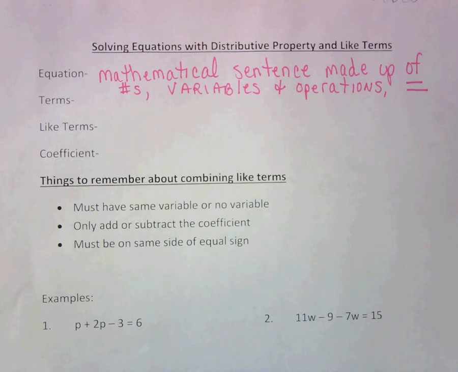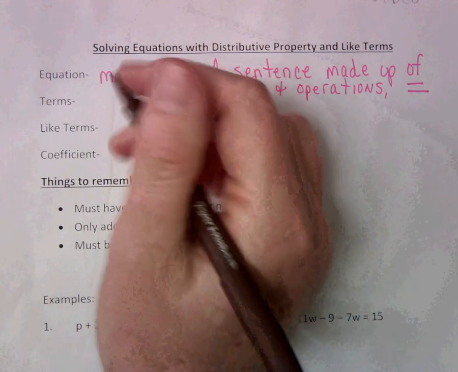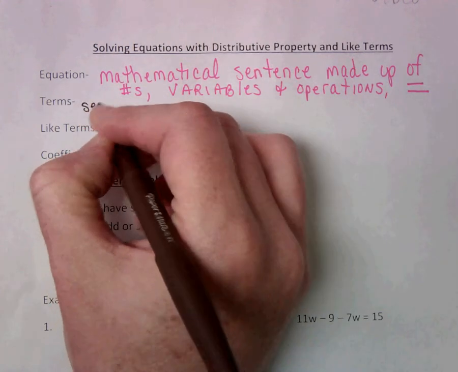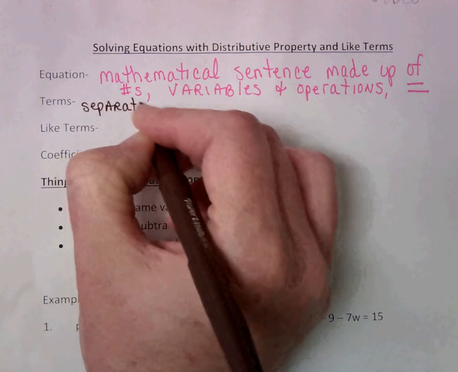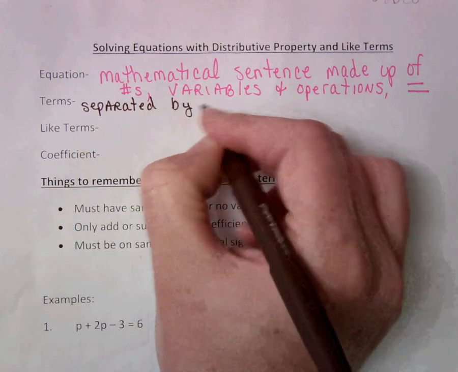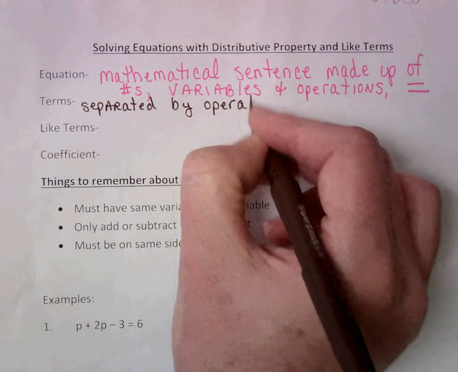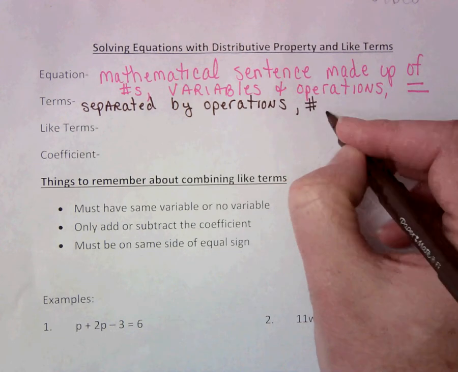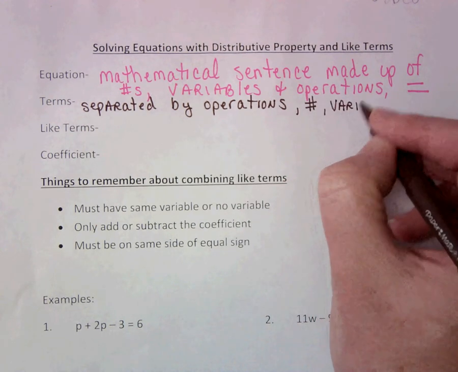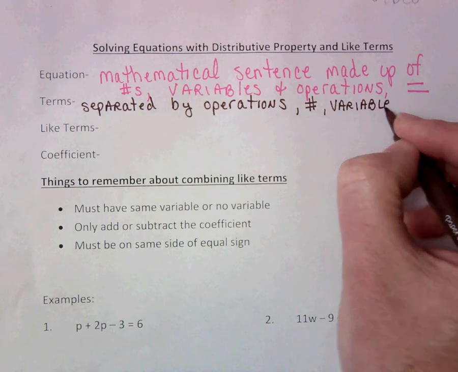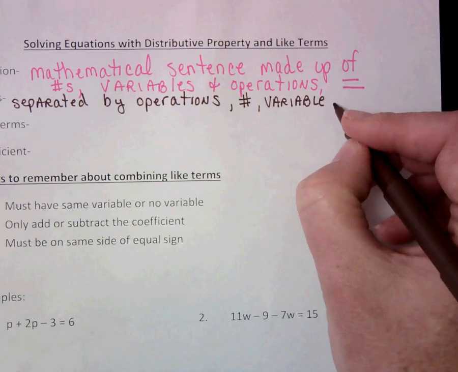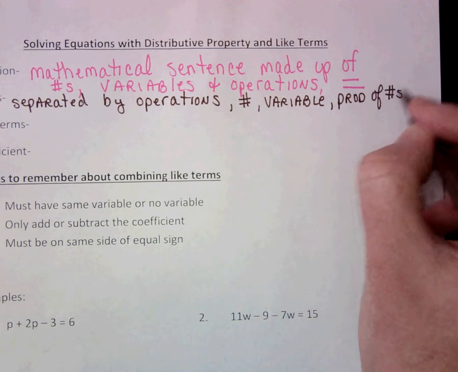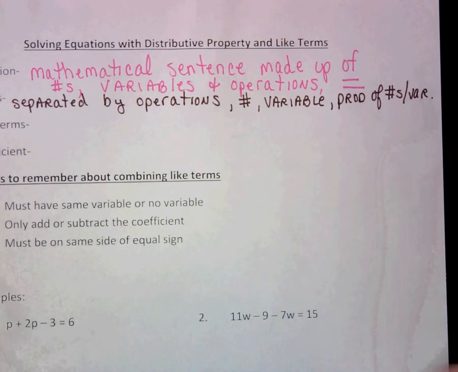Okay? Remember, terms are the parts that make up our equation. They are separated by operations, by adding or subtracting. And remember that they can be a number, they can be a variable, or they can be the product of numbers and variables. I think it'll make more sense if I just give you some examples.